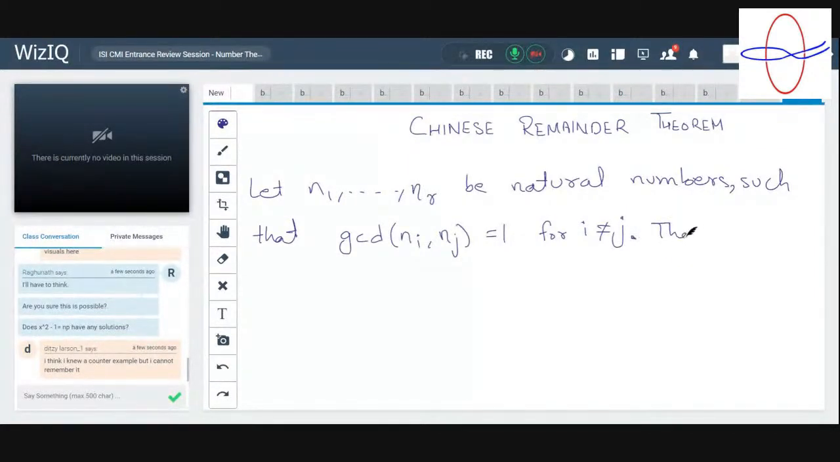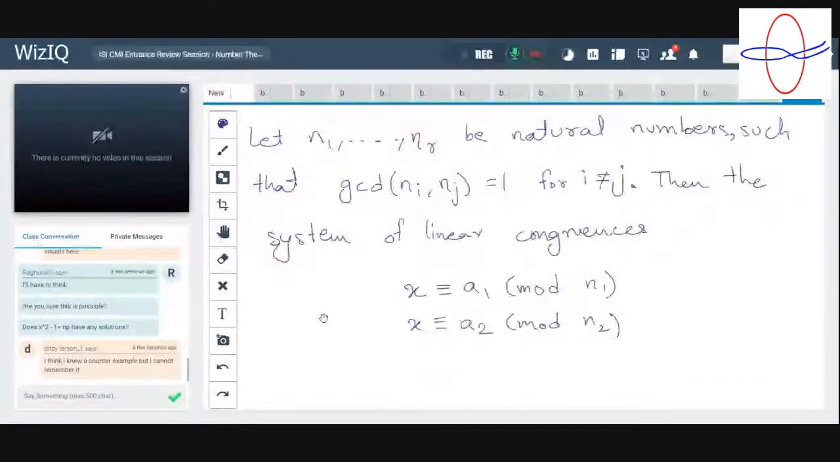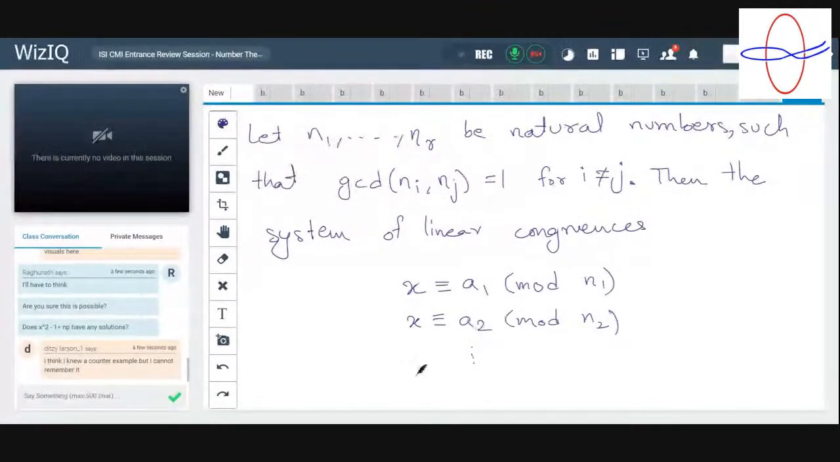In that case, then the system of linear congruences, so this is my system. I have some x which I'll be looking to find. x is congruent to a1 mod n1, is congruent to a2 mod n2, and so on till my nr, some ar mod nr.